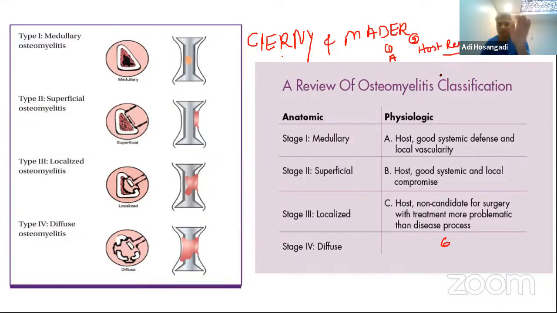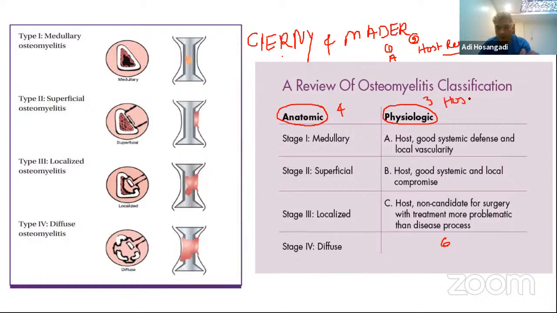Very easy. Please don't straight away jump to reading all these four types. Please remember the logic or the rationale behind the classification. So there are four anatomical types, depending upon which part of the bone is affected, common sense, and how the body or the host is responding. So there are four anatomical types, three physiological host response.